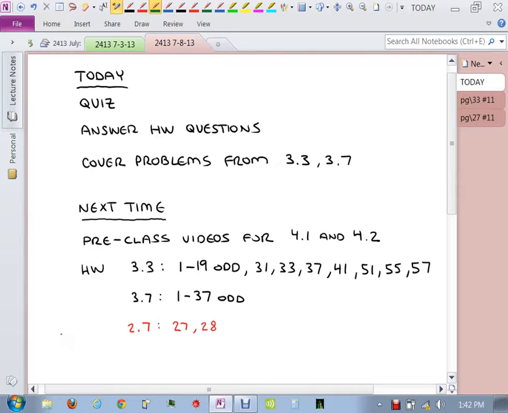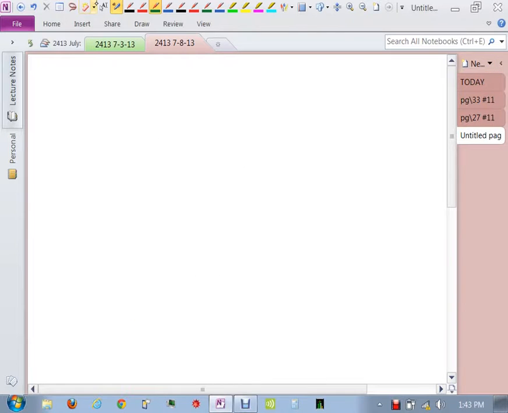what today is about, and that is 3.3, which is the derivative of exponential and logarithmic functions. So this is 3.3. Derivatives of exponential and log functions.